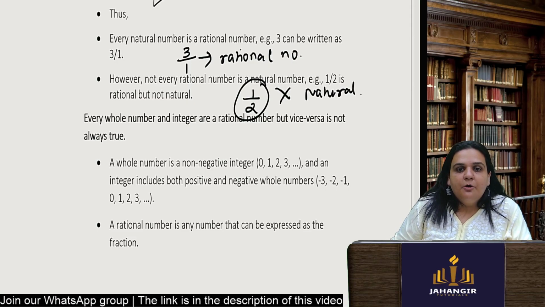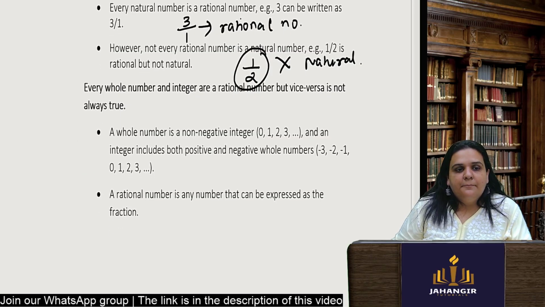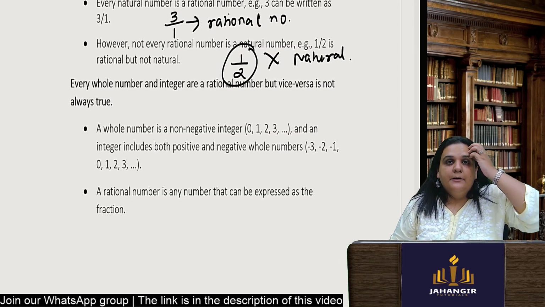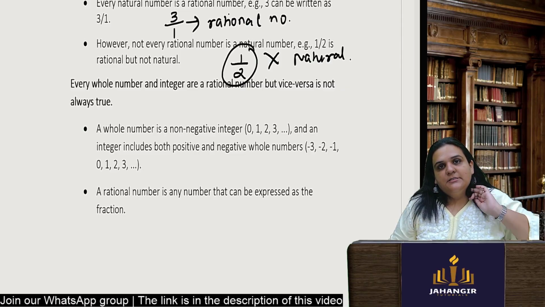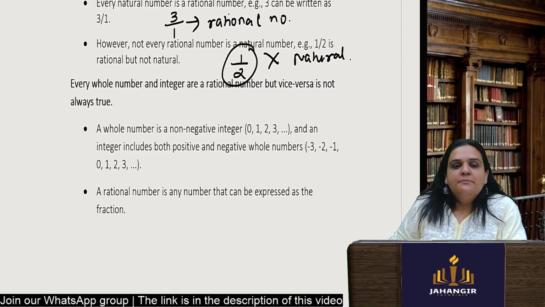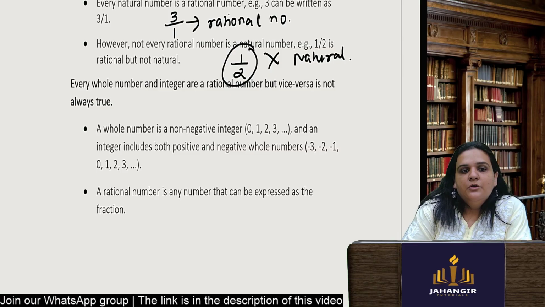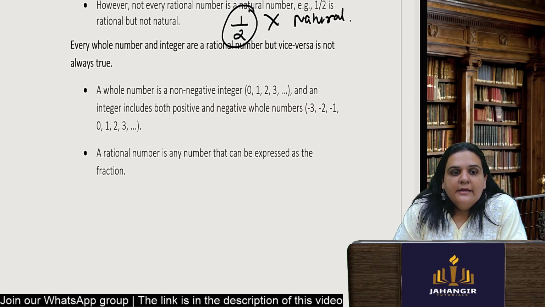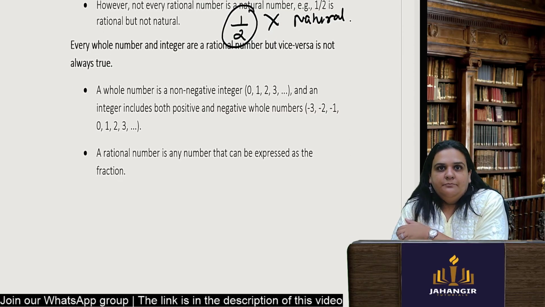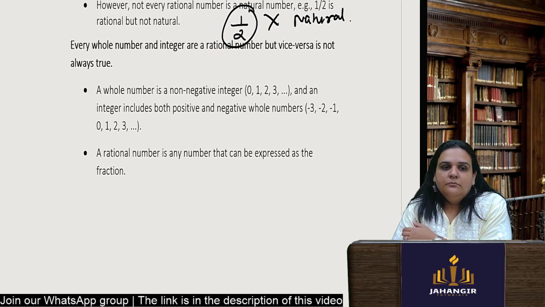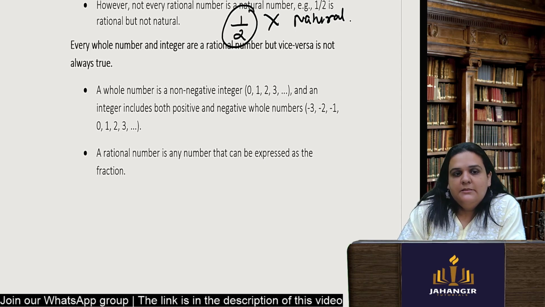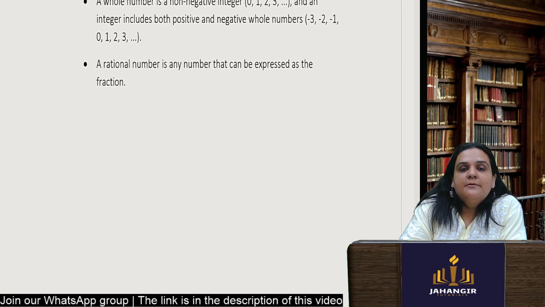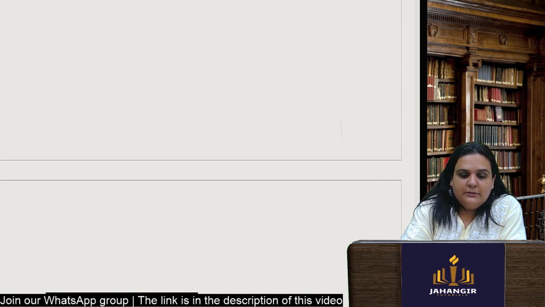So these are the important conclusions, summaries. Every whole number and integer is a rational number, but vice versa is not true. A whole number is a non-negative integer starting from 0, and integers include all positive and negative whole numbers. A rational number is nothing but a number that can be expressed as a fraction.